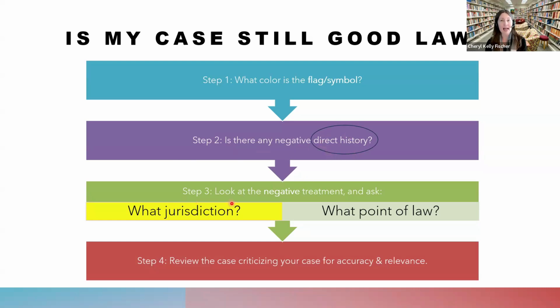Step three asks about negative treatment. Treatment is how other courts have treated the decision after that litigation is complete. Those parties are done with their litigating. And then you need to ask what jurisdiction treated your case negatively. Do you care about that jurisdiction? Is it from a level of court or a jurisdiction that can bind you? And if so, you keep going and you figure out what point of law was treated negatively. Is it the point of law that you want to use? Or is your point of law still good law?